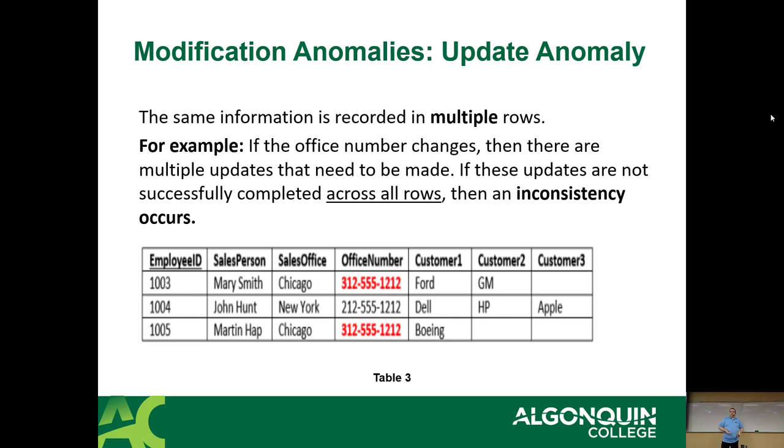A modification anomaly. So if we need to update information in more than one row, I already covered that one. You got to change Chicago. You want to change the phone number, you got to change it in multiple places. For, like I said, two rows, it's nothing. A million rows, it's something.